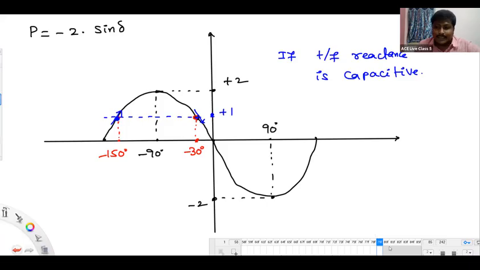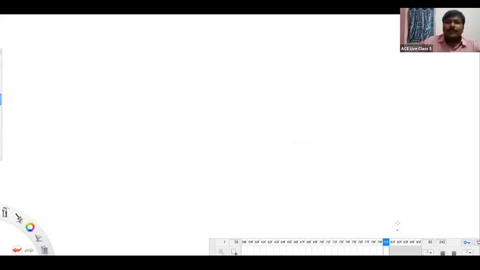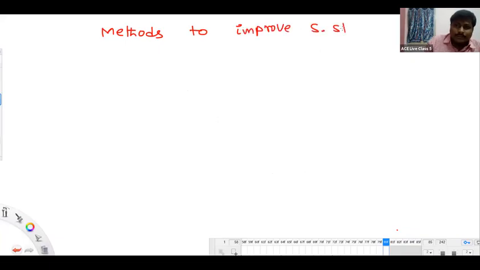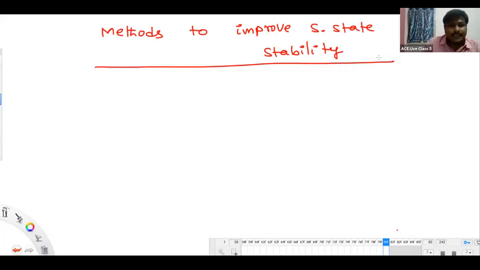Okay, fine. Next thing. Let's think about what are the methods to improve the steady state stability of the system. Methods to improve the steady state stability of the system. See, I feel we have only one method to improve the steady state stability.